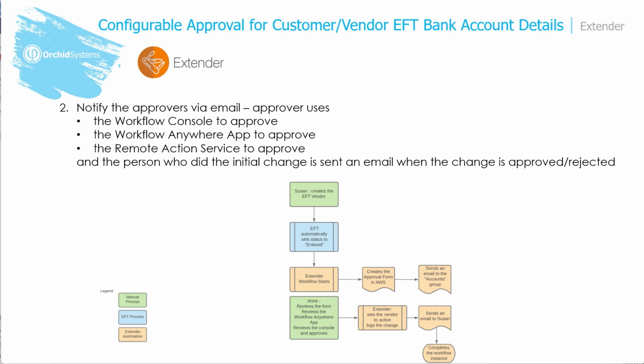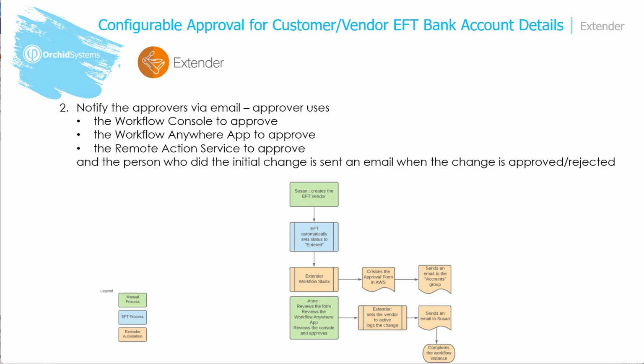In this second example, Susan's going to create the EFT vendor record. EFT will automatically set the status to entered, and because the status field has changed, Extender Workflow is going to automatically kick in and create a workflow instance. It's going to create the approval form in AWS. It's going to send an email to the accounts group.